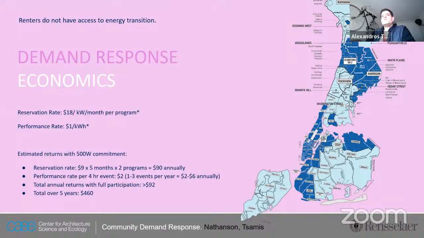And that happens in one of two ways. The first way is that they go to large factories, or they go to corporate offices, they go to skyscrapers and so on, and they ask them to shut down. Why? Because in order to participate in this, you have to be able to cut 50 kilowatts of energy per hour for 4 hours, and that's a lot of energy.